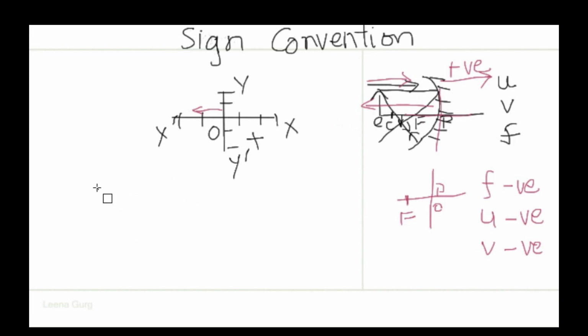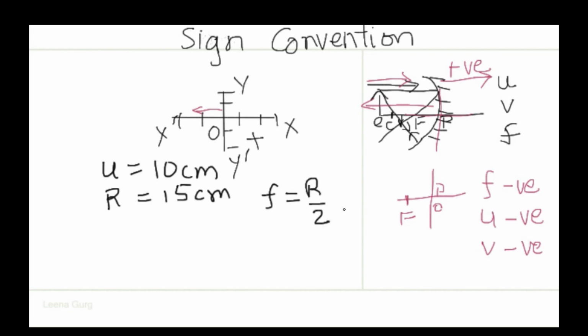Now let's try a numerical. Let's say for the concave mirror over here, you have an object, and U is, let's say, 10 centimeters. And the radius of curvature is given as 15 centimeters. So I'm doing this solved example from your book. If the radius of curvature is 15 centimeters, that means the focal length is half the radius of curvature, which will be 7.5 centimeters. You have to find out the image distance.